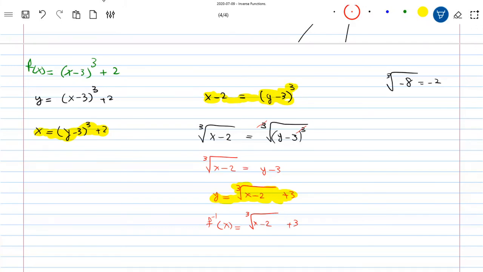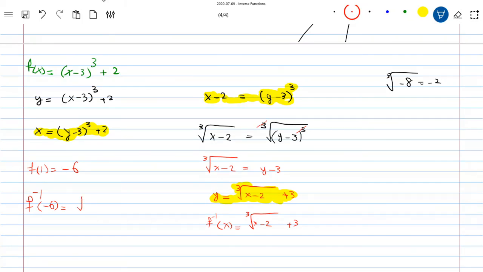For example, calculate f of 1. See what you get. f of 1 for the example here, let's pick 1. 1 minus 3 is negative 2. Negative 2 cubed is negative 8, plus 2. You'll get negative 6. If you replace 1 into the function f, you'll get negative 6. At the end, if you replace negative 6 into the inverse function, you should get 1. Otherwise, you've made a mistake.